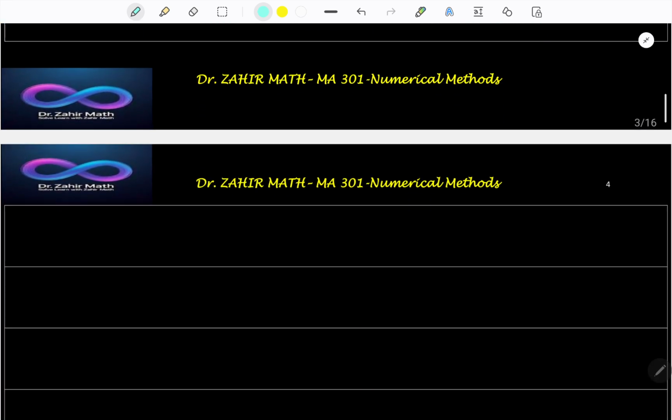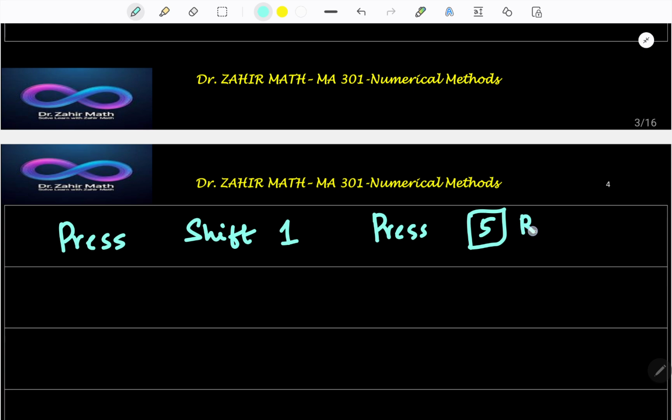Okay, right? After that, you're going to press shift 1. Everybody press shift 1. If you press shift 1, there are so many things there: 1, 2, 3, 4, 5, 6. You press number 5, that is your regression mode. It will ask you A, B, C. So A, B only, because it's a linear model.